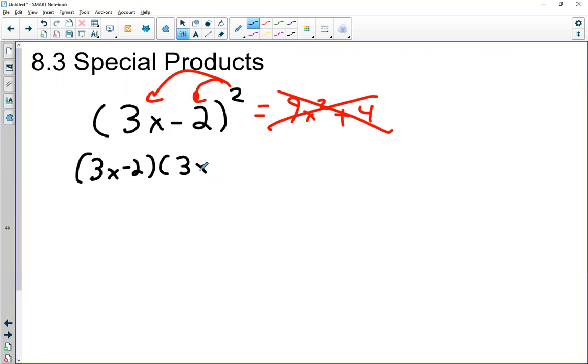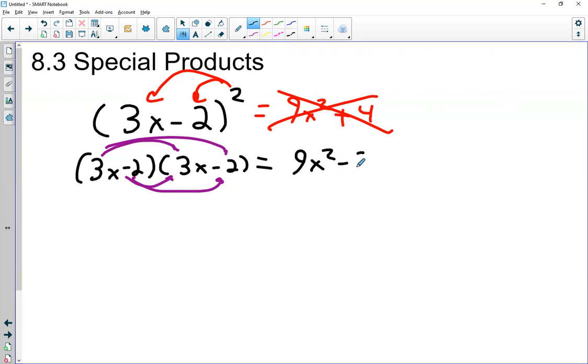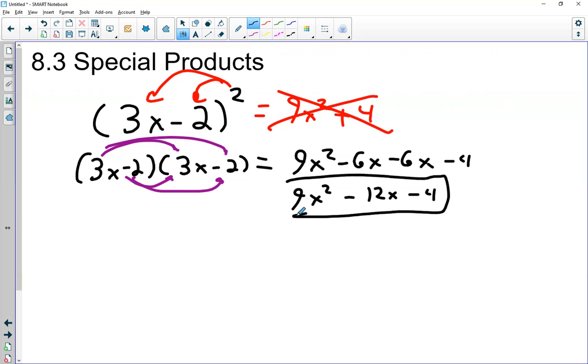Excellently said. You have to rewrite it like this, and then you foil it out. This and this, this and this, this and this, this and that. Okay, let me do it forward and I'll show you how to do it backwards. This is going to be 9x squared minus 6x minus 6x minus 4. Here we combine like terms: 9x squared minus 12x minus 4. That is your answer.